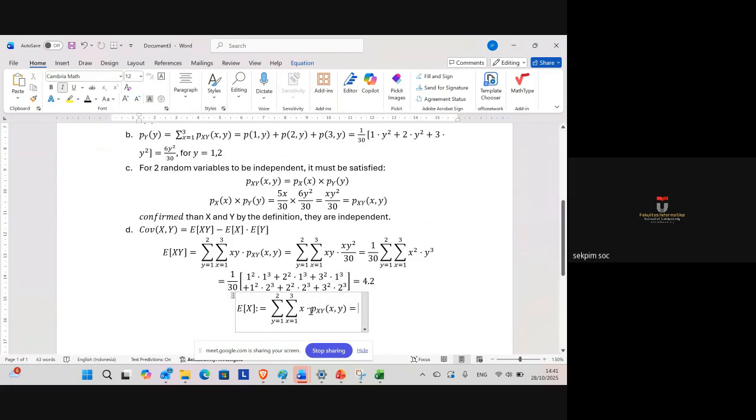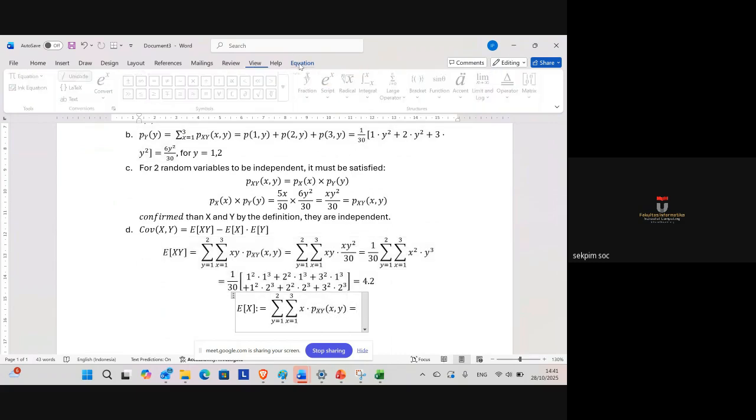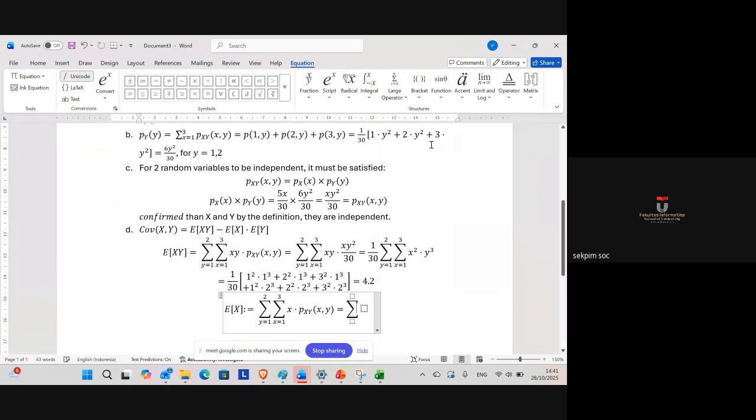Or you can also take this as the single sum here. We don't need time to prove. Maybe I can do that in the class this Friday. Since this one is expectation of x, it depends only on the marginal function of x, px, and this is for all possible values of x, which is x from 1 to 3. Okay, this is what I mean.